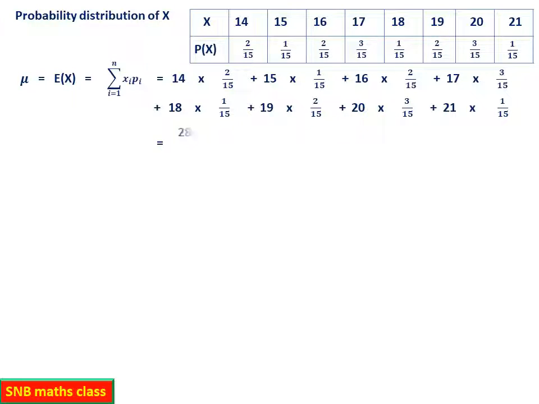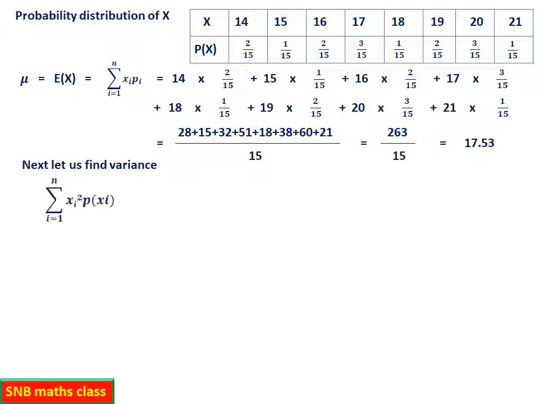So thus you have to simplify this. This will be equal to, you can check, 28 plus 15 plus 32 plus 51 plus 18 plus 38 plus 60 plus 21 in the numerator. The denominator of course is 15. When you add them, we get 263 divided by 15. So the value is 17.53. So this is the value of the mean.